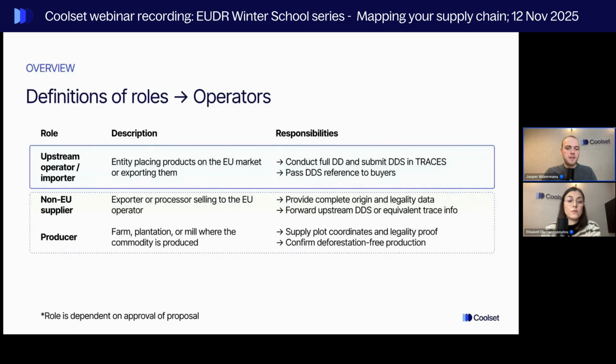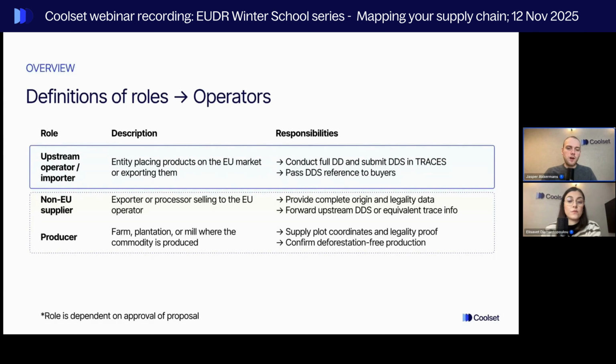And then below that, you have the non-EU supplier, and these are the exporters or processors selling to the EU operator, and they provide complete origin and legality data, and the upstream DDS or equivalent trace info. And then below that, in between the non-EU supplier and perhaps some more intermediary suppliers, you have the producer, which is the farm or the plantation where the commodity is produced. And here they need to supply plot coordinates and legality proof, such as the right to the land, for example. And they, of course, also need to confirm deforestation-free production.